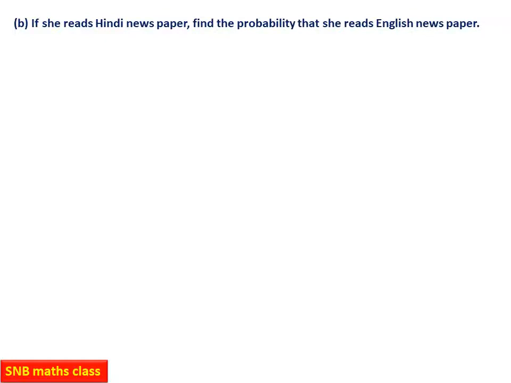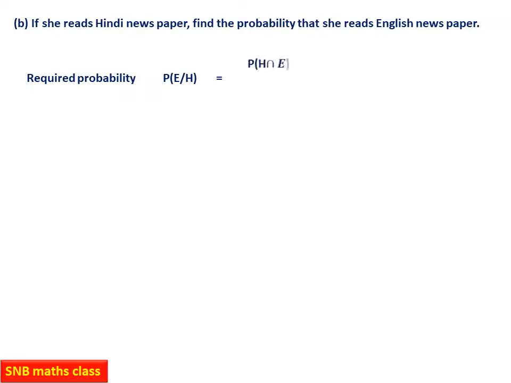Second part is, if she reads Hindi newspaper, find the probability that she reads English newspaper. That means what? Conditional probability. So required probability here is probability E given H. See, remember here, she reads Hindi is the given condition. If she reads Hindi newspaper, what is the probability that she reads English newspaper? So it is probability of E given H.